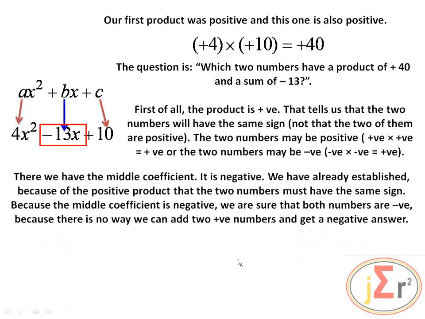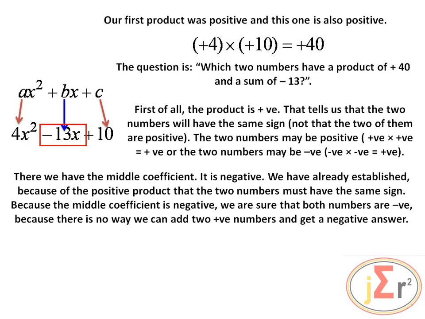There we have our answer though. There we have the middle coefficient. It is negative. We have already established, because of the positive product, that the two numbers must have the same sign. Because the middle coefficient is negative, we are sure that both numbers are negative, because there is no way we can add two positive numbers and get a negative answer.